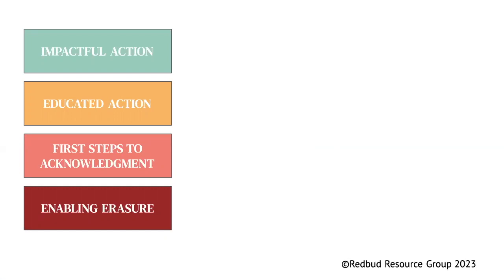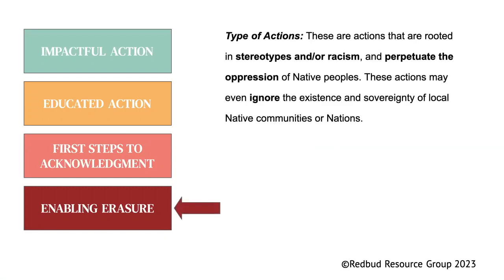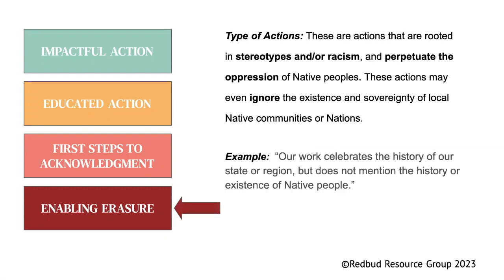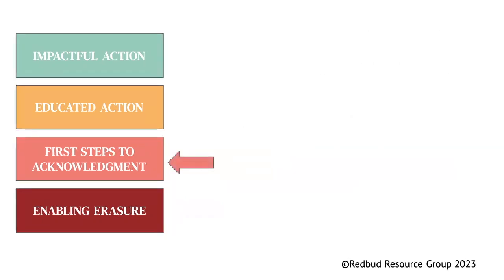enabling erasure. These actions are rooted in stereotypes and/or racism and perpetuate the oppression of Native peoples. They may even ignore the existence and sovereignty of local Native communities or nations. Example: our work celebrates the history of our state or region, but does not mention the history or existence of Native people. Next on the spectrum is first steps to acknowledgement.